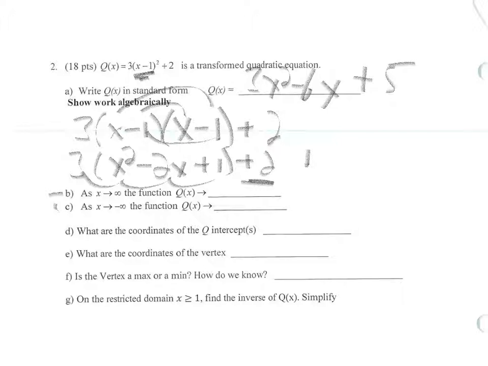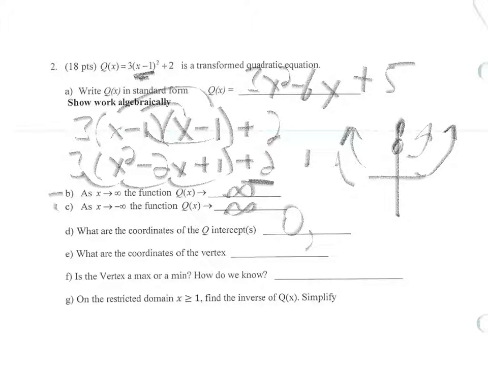And I know parabolas look like this. So as x goes out to positive infinity, y goes out to positive infinity. As x goes out to negative infinity, y approaches positive infinity. Okay, the q-intercept is the same as the y-intercept. So I know when x equals 0, that y will be what the y-intercept is. And if I use this form of the equation, 0 minus 0 plus 5 will be 5.